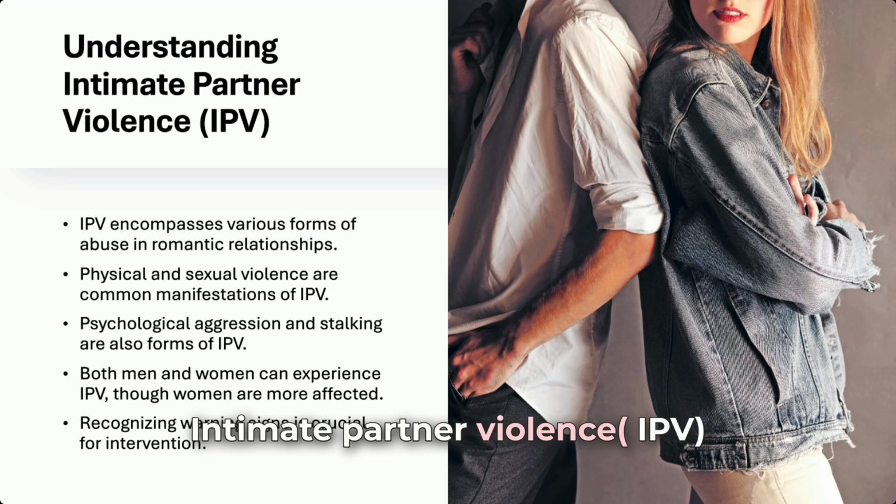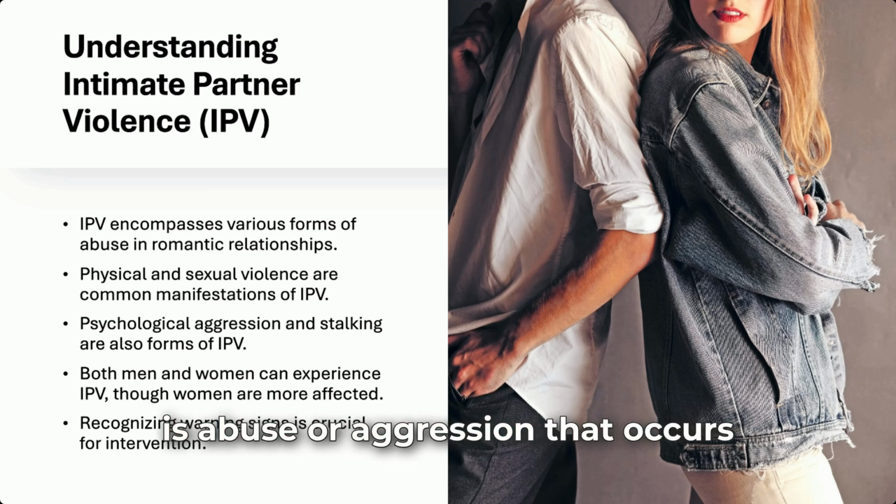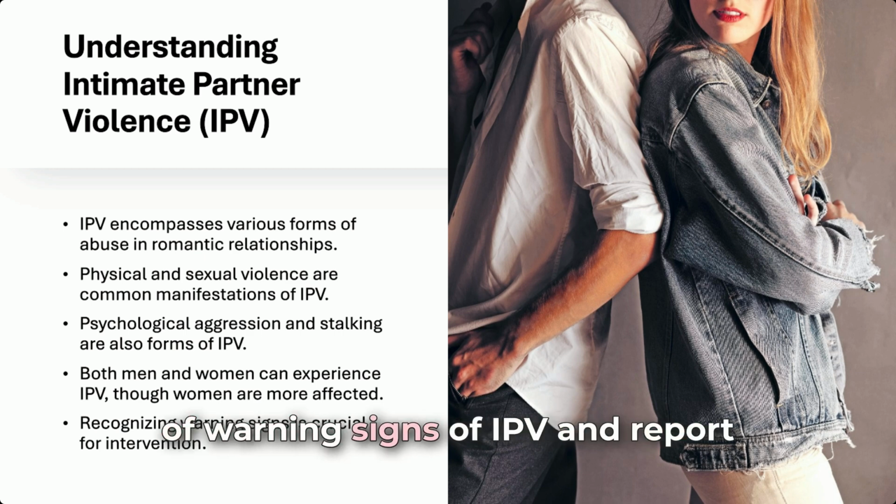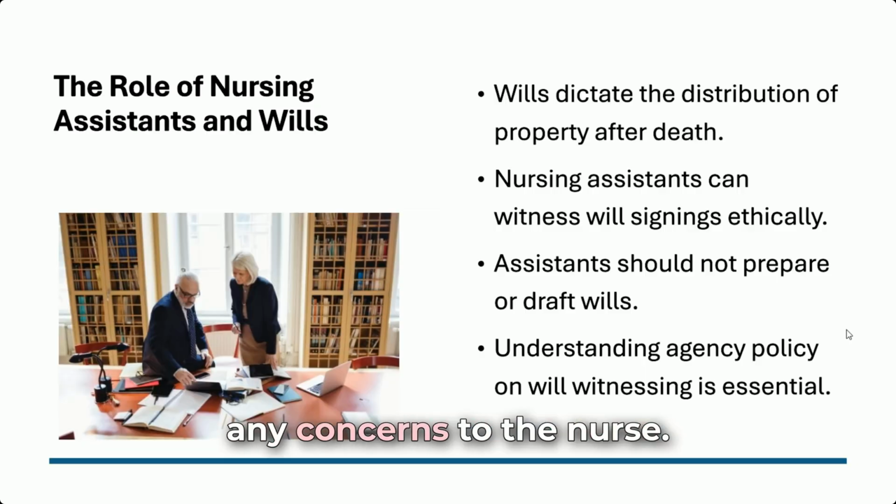Intimate partner violence, IPV, is abuse or aggression that occurs in a romantic relationship. It includes physical violence, sexual violence, psychological aggression, and stalking. Both men and women can be victims of IPV, but women are more often affected. It is important to be aware of warning signs of IPV and report any concerns to the nurse.